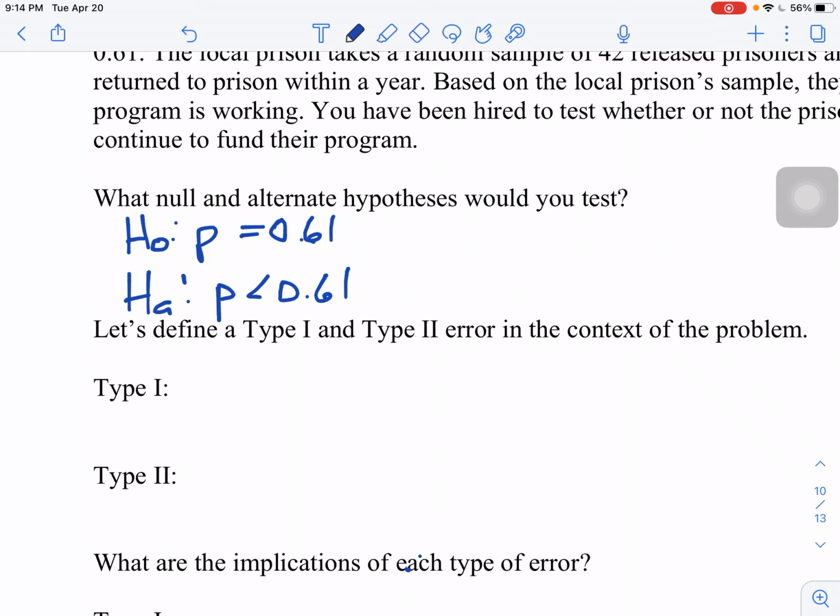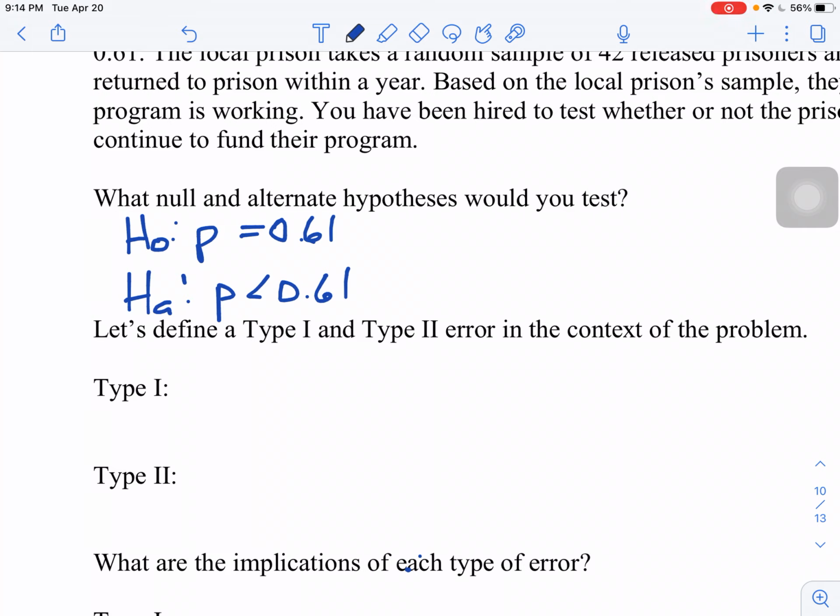What we're going to do is define the type 1 and type 2 errors in the context of the problem, and then we're going to look at the implications or the consequences of each type of error.